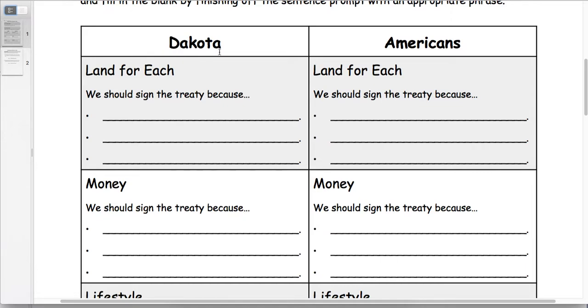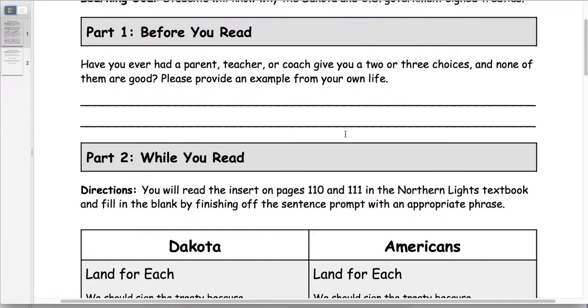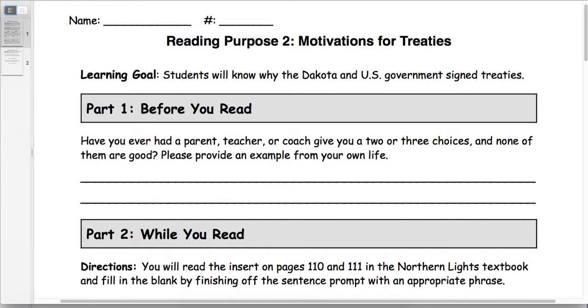So I have Dakota and then land for each, and then it says we should sign the treaty because, and you list 3 reasons. For the Americans, land for each. We should sign the treaty because, and 3 reasons for the Americans. I will pause and come back to this.